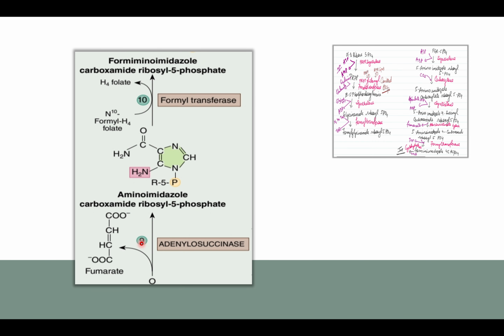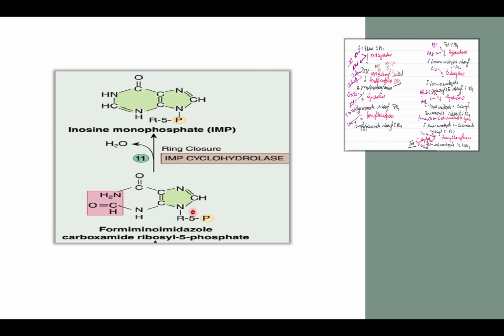This amino imidazole succinyl carboxamide ribosyl 5-phosphate, in the presence of enzyme adenylosuccinase or adenylosuccinate lyase, releases one molecule of fumarate to form amino imidazole carboxamide ribosyl 5-phosphate.